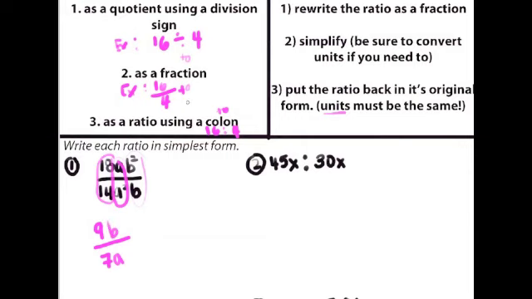Step 3, put the ratio back in its original form. Its original form was a fraction, and the way we've simplified is a fraction, so that's good. We're done there. Let's look at number 2. This time I did not write it as a fraction. I wrote it using the colon: 45x to 30x. The first step is to rewrite it so that it is a fraction.